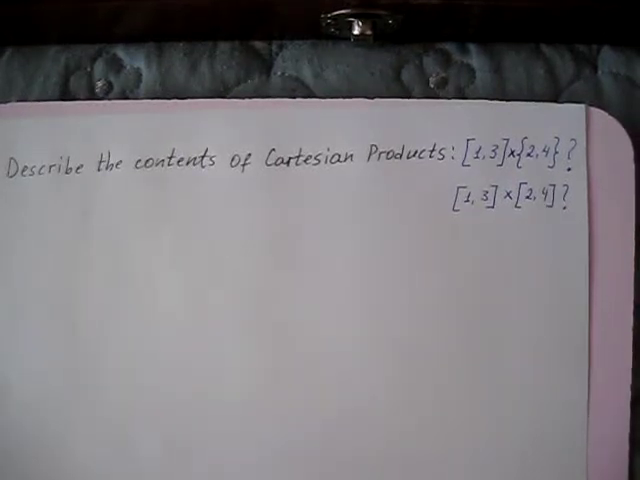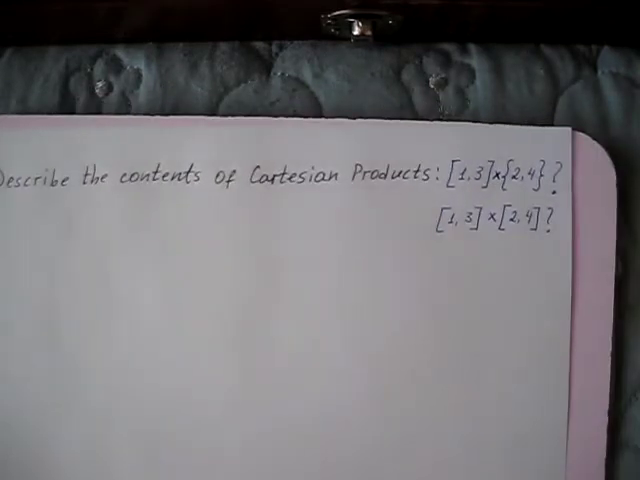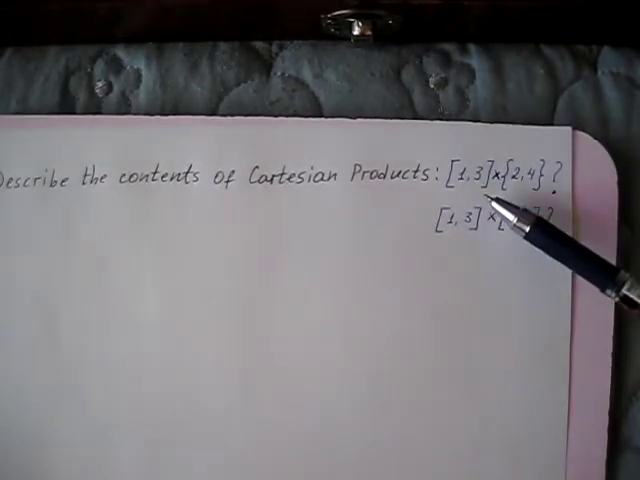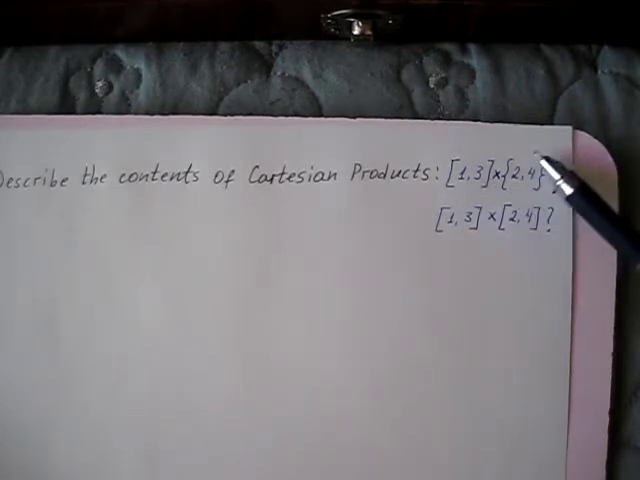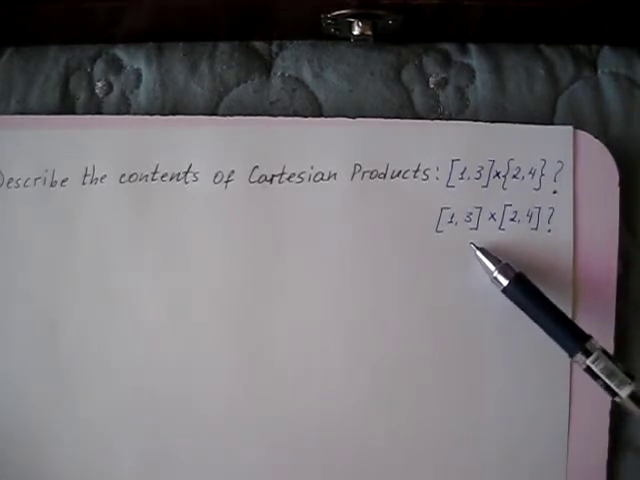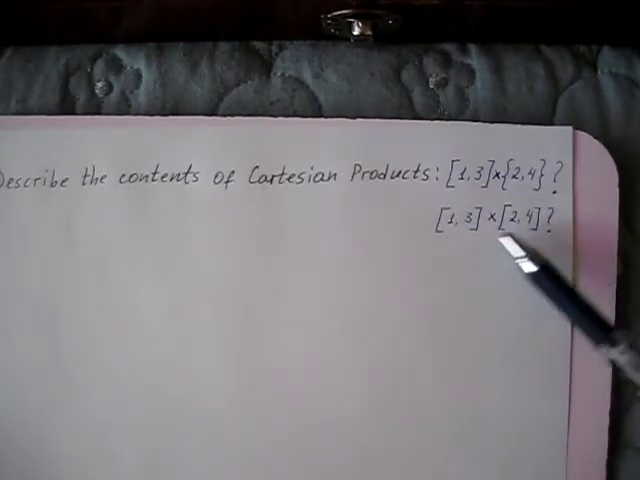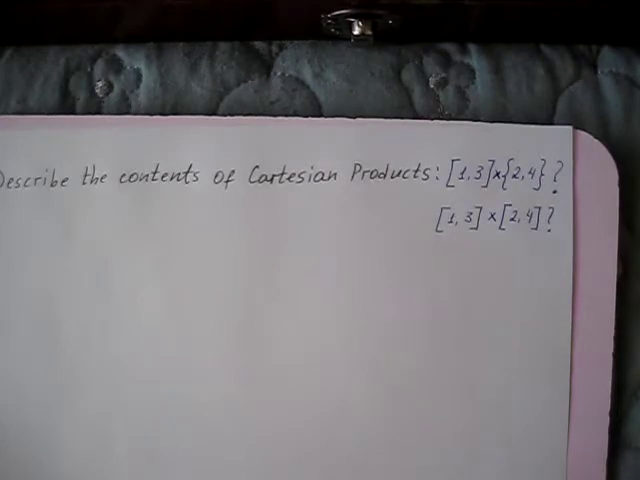Let's see the next exercise here. We have to describe the contents of Cartesian products. These two products: the first one is a closed interval between 1 and 3 and the set which has two elements, 2 and 4. And the next one is a product of closed intervals between 1 and 3 and 2 and 4. So let's start with the first question.